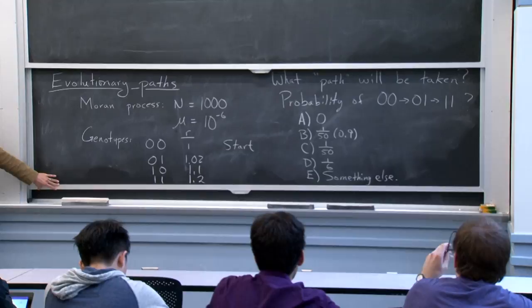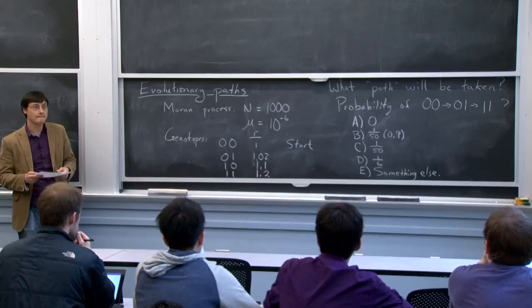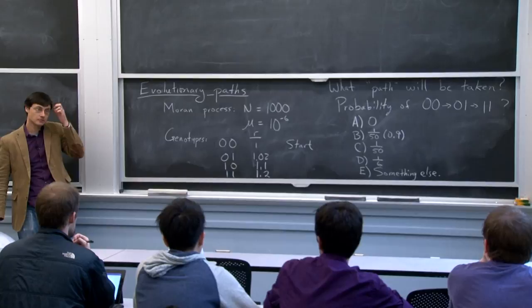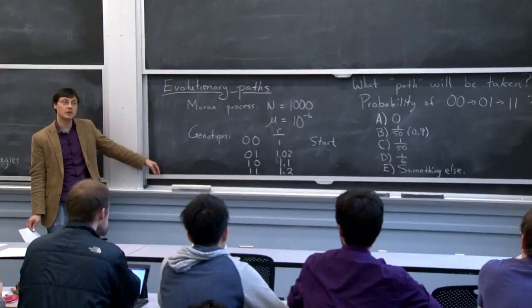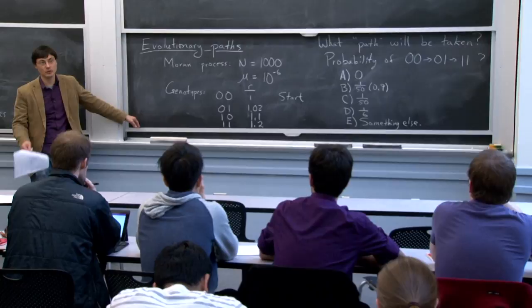Are there any questions about what I'm trying to ask here? So this is the long time limit. We assume that in the long time limit, it will go from 0,0 to 1,1. That's right. If we wait long enough, the population will get there, and the 1,1 genotype will fix in the population. We can talk a bit later about how long it's going to take to get there and so forth.